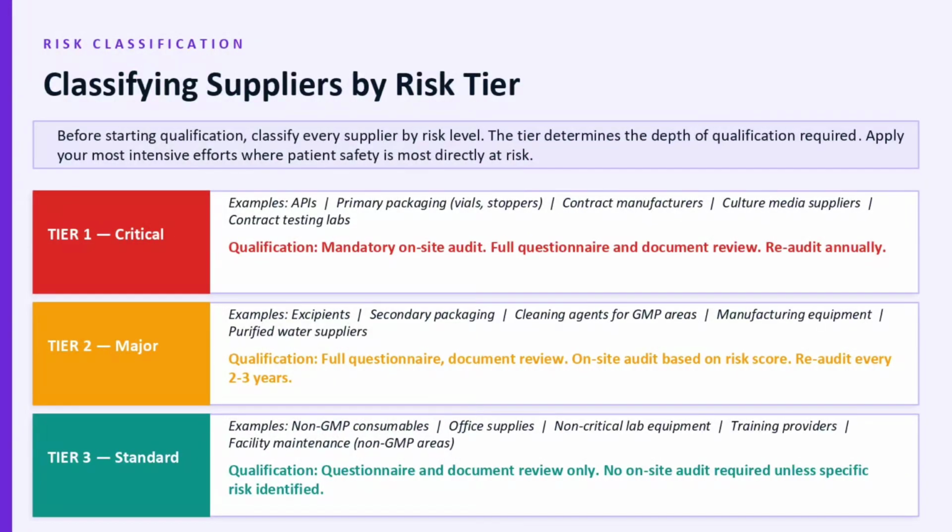Office supplies, non-critical lab equipment, training providers, facility maintenance contractors working in non-GMP areas. For Tier 3, a questionnaire and document review is sufficient. On-site audit is not routinely required. Requalification every 5 years is typical. The key principle is proportionality. Your most intensive qualification resources go where the risk to the patient and the product is highest.